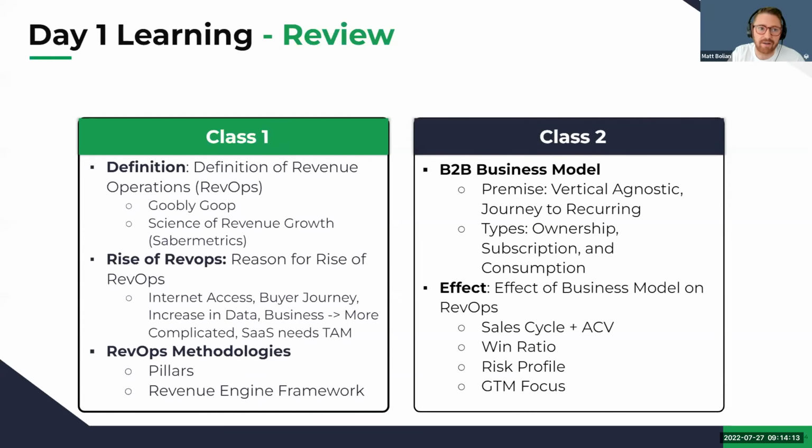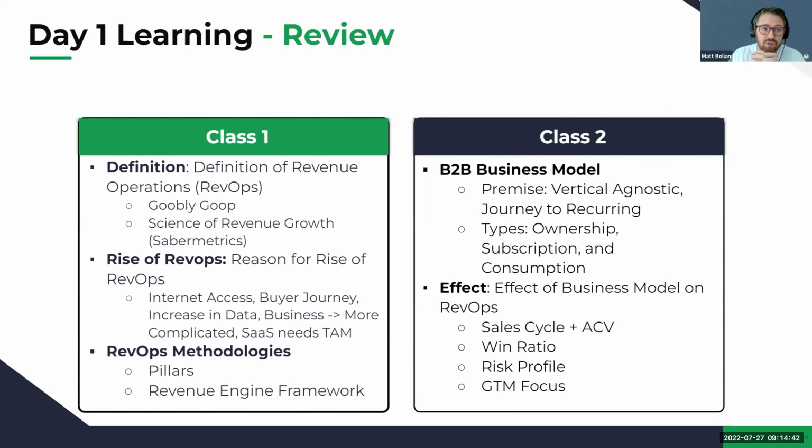We talked about the reasons for the rise. We now have broadband internet access that has transformed our lives, changed the buyer's journey, and increased the amount of data that we have, while also making things more difficult. We have to be data native. Businesses have become more complicated, and we moved to subscription models because the internet allowed us to, and that has complicated our business. We now must focus not just on the left side of the funnel but the right side, which is the customer journey part.